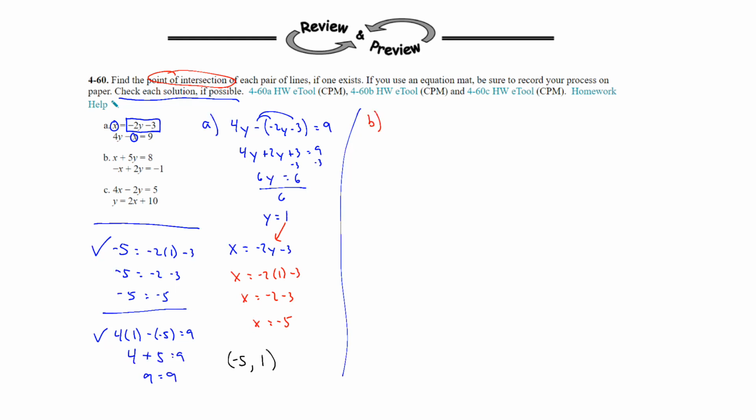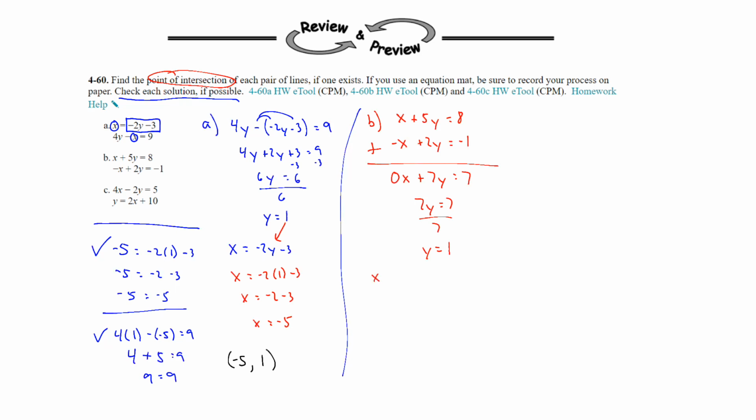We have two equations. This time, this one is set up more for elimination. We could definitely still solve it using substitution. We'd have to solve for one of our variables. But we can go ahead and add the two equations together, and that will eliminate our x variable. And so now we can solve for y by dividing both sides by 7, and we get y equals 1.